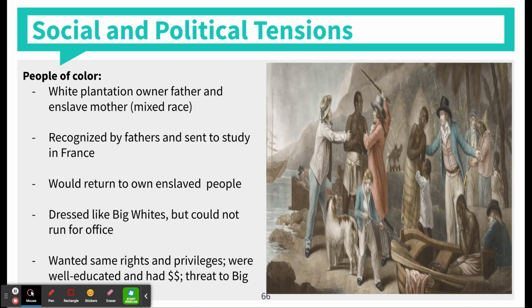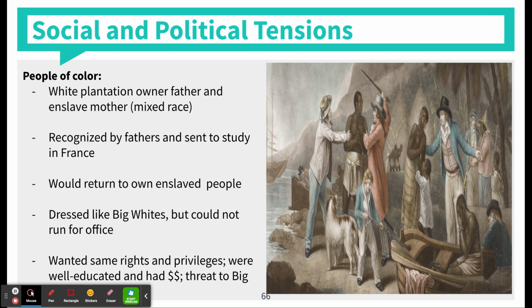People of color. I was most interested in this group because I think it was the most unclear or most confusing of all the different groups. So people of color were educated, they were wealthy-ish, and they had this polished French culture. They often had a white plantation owner father and an enslaved mother. So they were mixed race. They were recognized by their fathers. They were often sent to study in France. They would return to own enslaved people. They could dress like the big whites, but they could not run for offices.